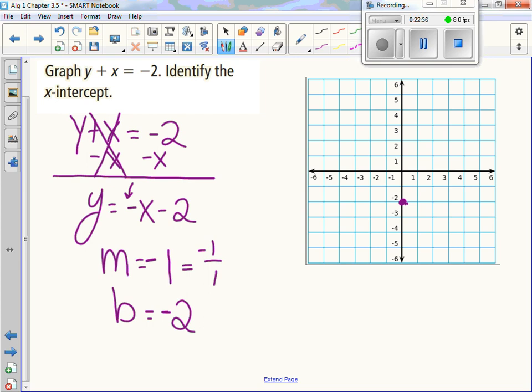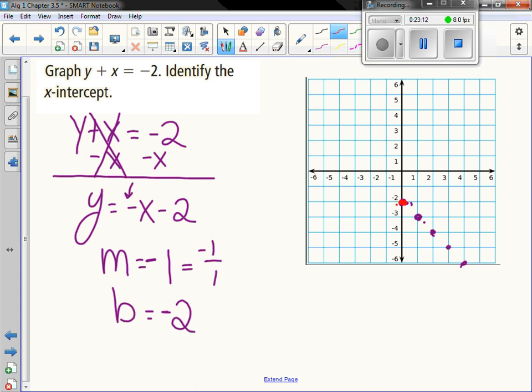So how would I move from the point negative 2? What direction would I go, left or right, and up and down? So I can go right 1, and then where? Up 1 or down 1? Down 1. Because we're saying the line is going to go down, yes? So we can go right 1, down 1, right 1, down 1.